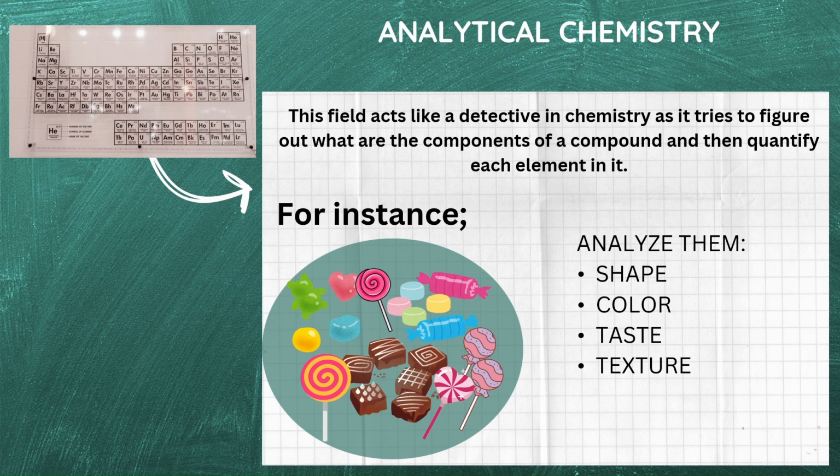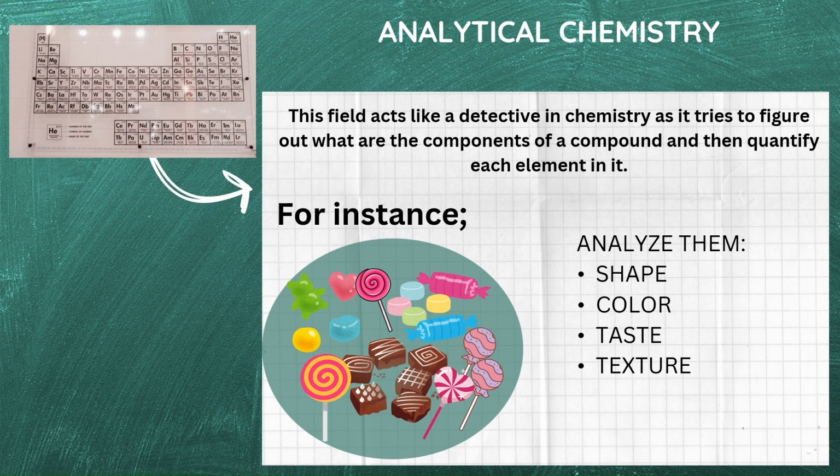There are different kinds of shapes like circular, rectangular, and cylindrical shapes, then there are different kinds of colors: yellow, green, pink, purple, and taste and textures as well. This is a very simple explanation of how analytical chemistry works. Analytical chemistry works in the simplest way like this.